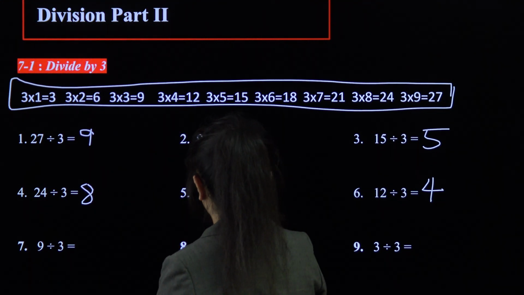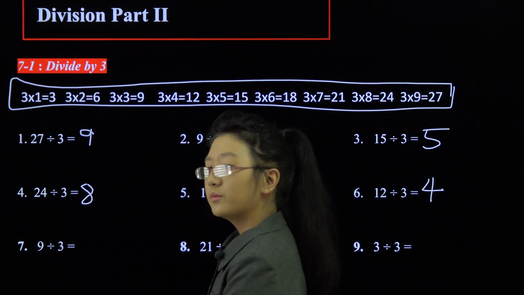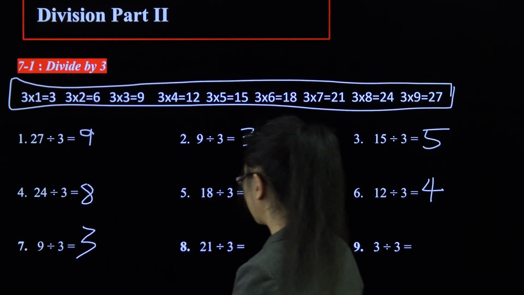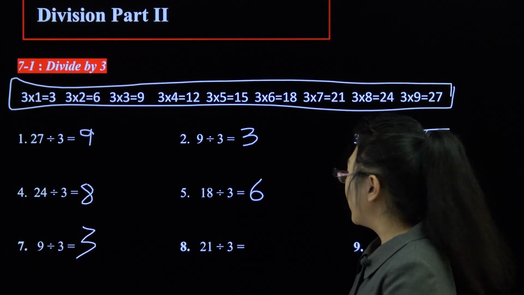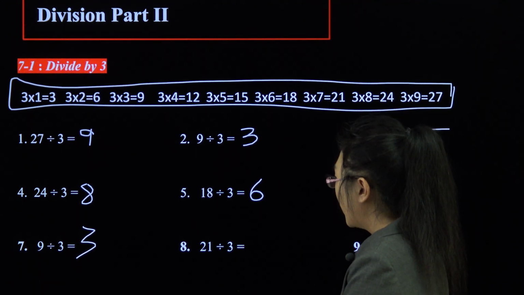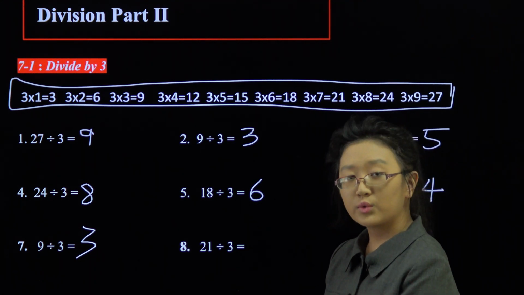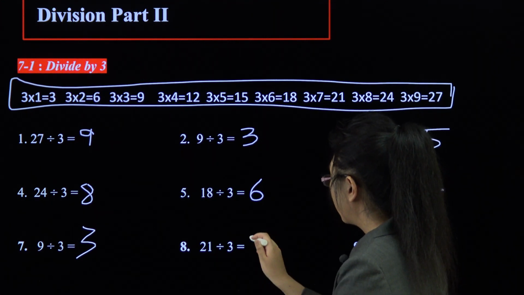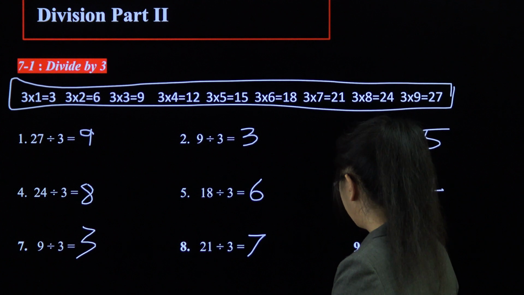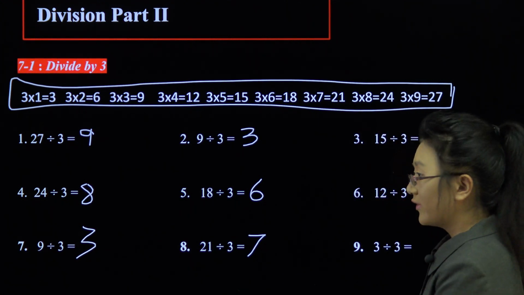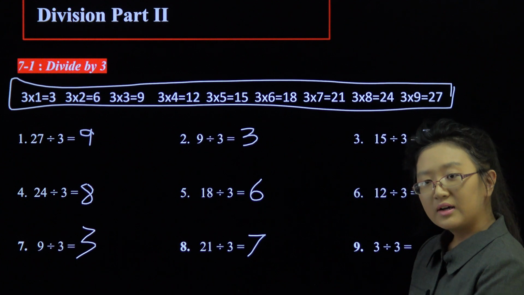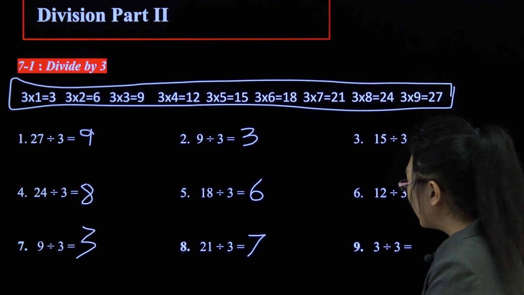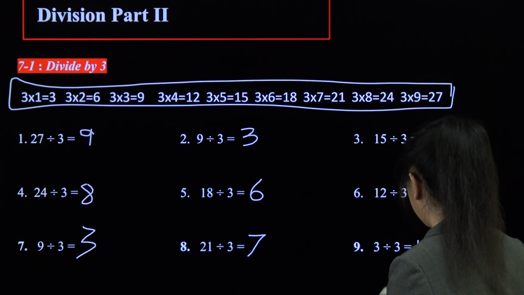9 divided by 3. Again. So, 3 times 3 equals 9. So 9 divided by 3 equals 3. 21 divided by 3. 21 is 3 times 7. So 21 divided by 3 equals 7. 3 divided by 3. Remember the properties of division. Anything divided by itself is 1.